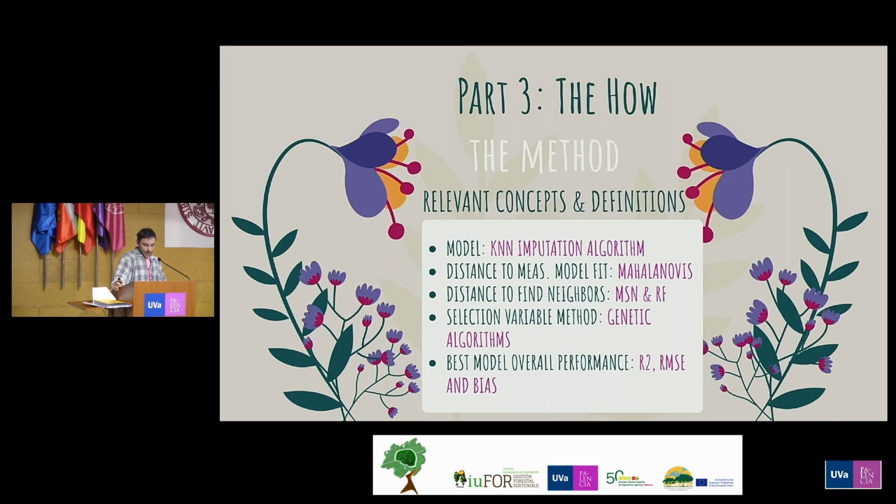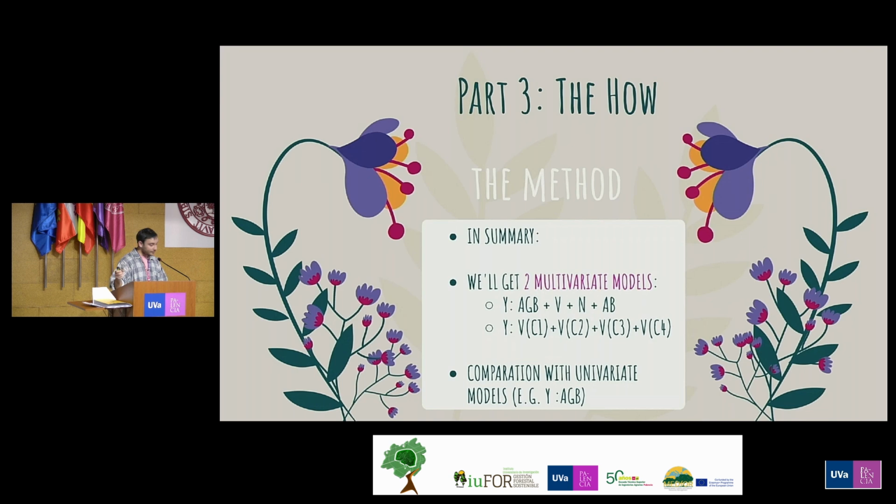And finally, once we got the best models, we use overall performance fitness indicators that most of you must know, like the squared error, the RMSE, and the bias. To summarize, we are going to get two multivariate models. The first one, we are trying to predict the biomass, the volume, the number of trees, and the basal area. And with the second model, we are going to try to predict the volume in diametric classes, that is the volume, but at four different diameter classes.